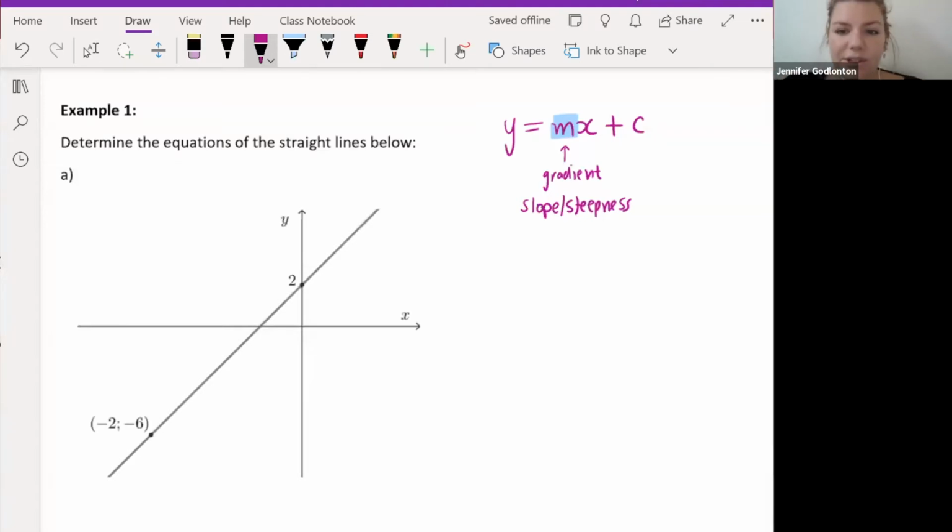And we've just learned that the formula we're going to use to find the gradient is the change of y over the change of x. I'm going to show this to you step by step, and then I'm going to let you try the next one all by yourselves.